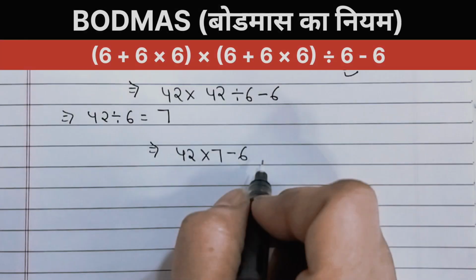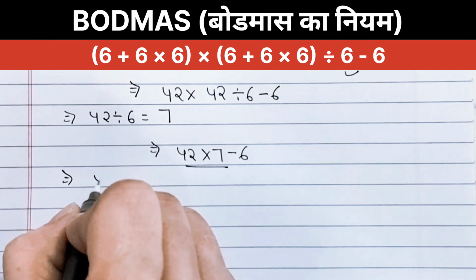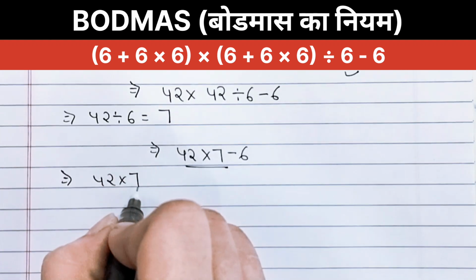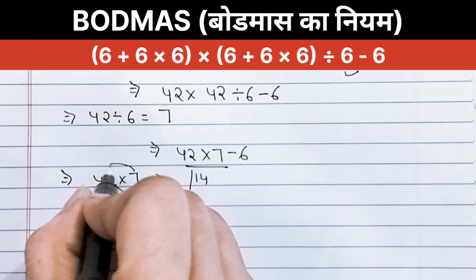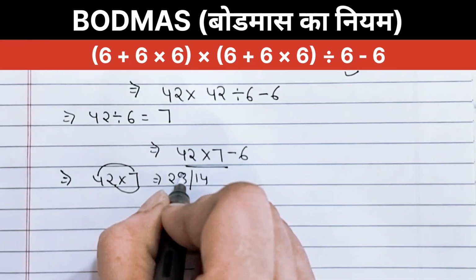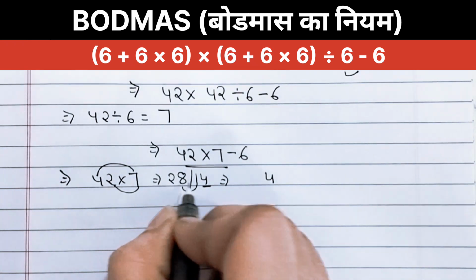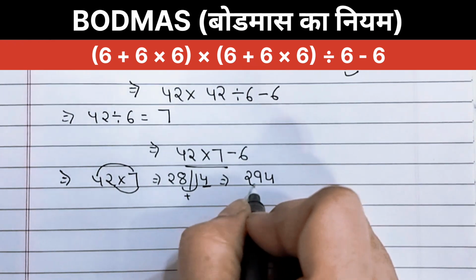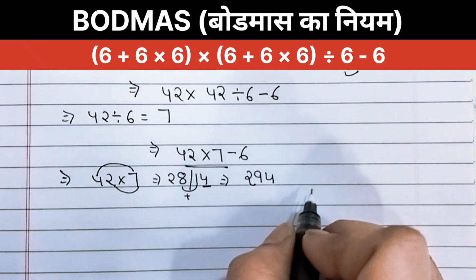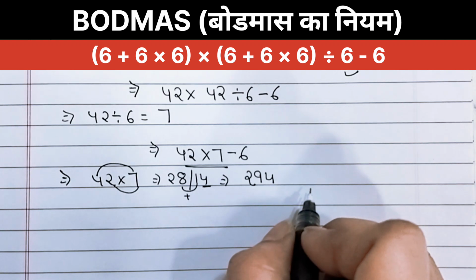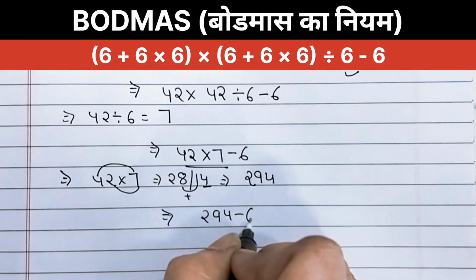Now third step says multiplication. We handle multiplication first. So 42 multiplied by 7, you can use a Vedic math trick. 7 2s are 14, and then 7 4s are 28. So 4, the one's place, should be as it is. 1 should be added to 8, then it will become 9 and then 2. So 294 is the right answer. According to this step 3, we multiply before moving to subtraction. So now the current expression becomes 294 minus 6.